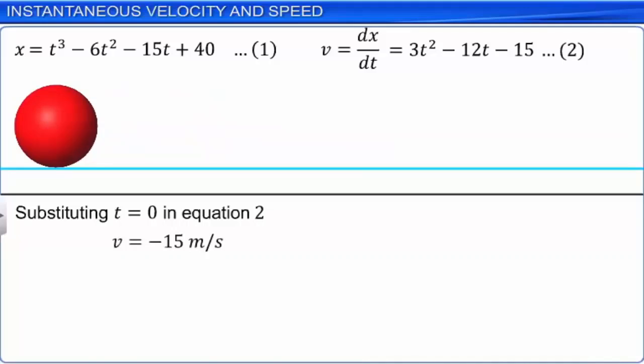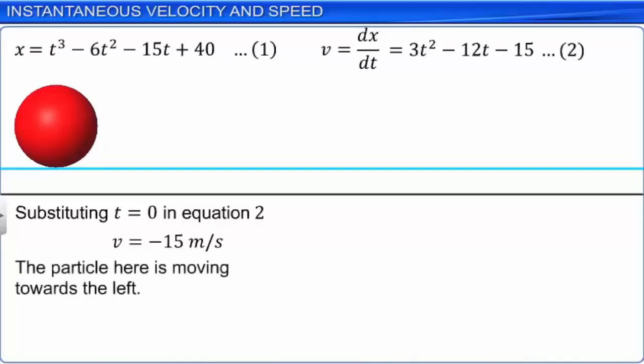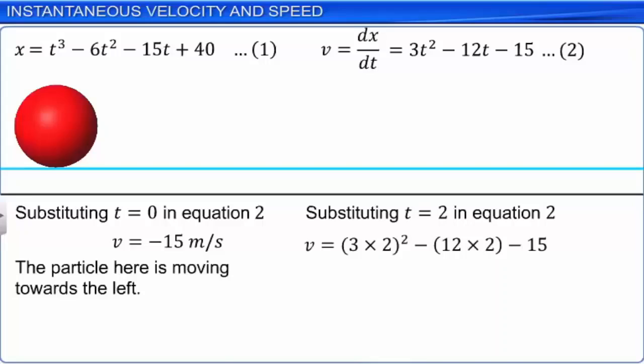At t = 2 seconds, we need to find the value of v. Substituting t = 2 in equation 2, v = 3 × 2² − 12 × 2 − 15, which is 12 − 24 − 15, so v = −27 meters per second. The particle here is moving towards the left.